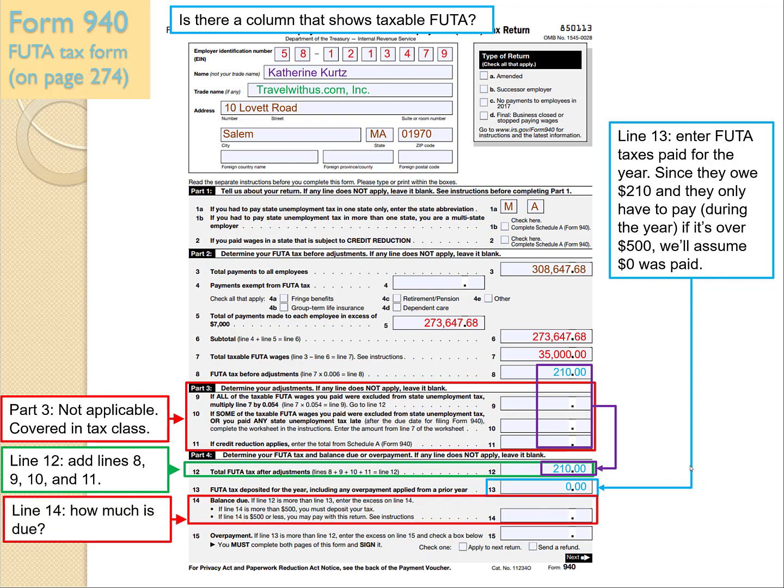Line 14, balance due. It says if line 12, $210, is more than line 13, 0, enter the excess on line 14. So 210 minus 0 is $210. And that's how you fill out the form 940.